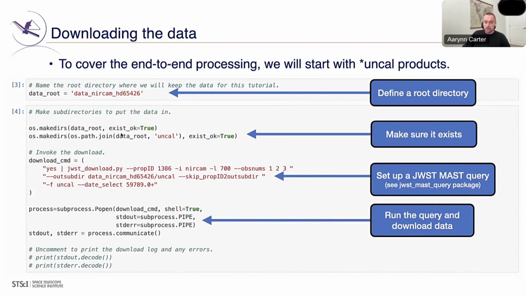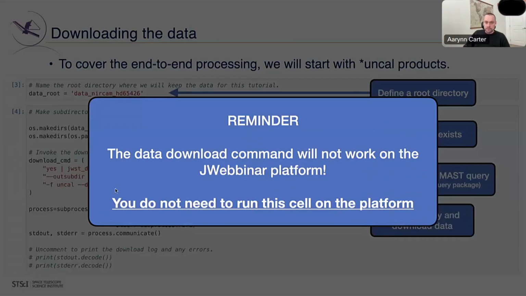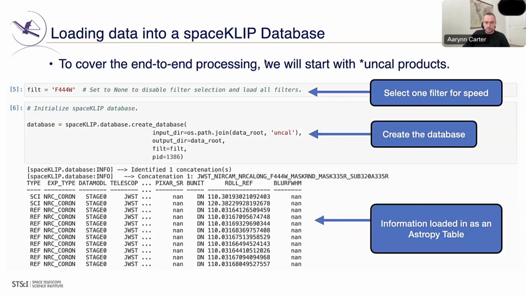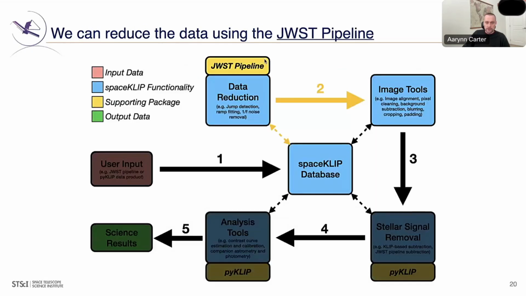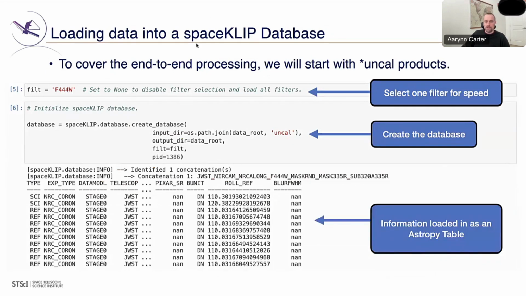This is what you won't need if you're running on the platform, but if you're running things locally, you want to make some directories to store your data in. We've built this pre-computed command that you can just run to query, and it should download the data to that folder, and off you go. As a reminder, you don't need to do this cell 4 on the platform. But from there, you can load things into a database.